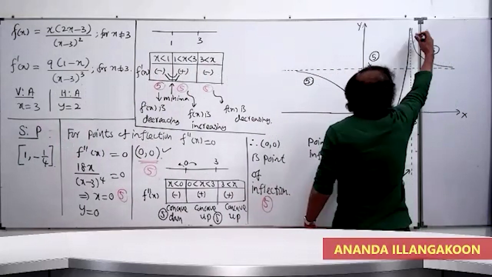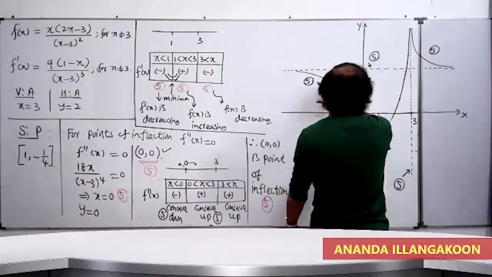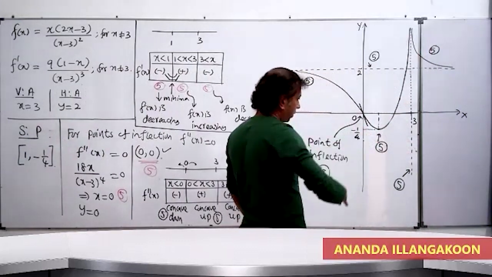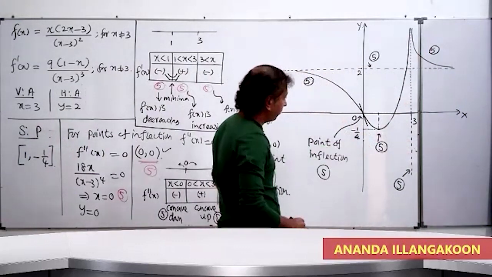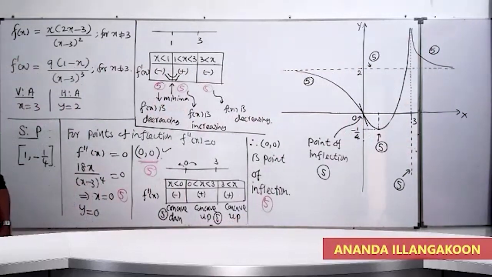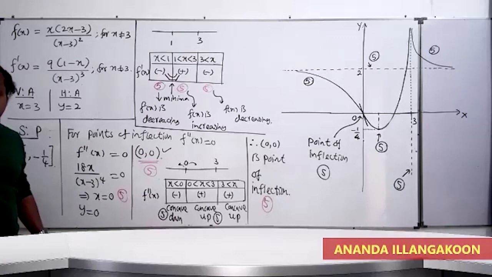See here, this portion 5 marks, this portion 5 marks, this portion 5 marks, the vertical asymptote, this stationary point, the point of inflection, marks given. So then these are the marks coming. This is how we do the first part.